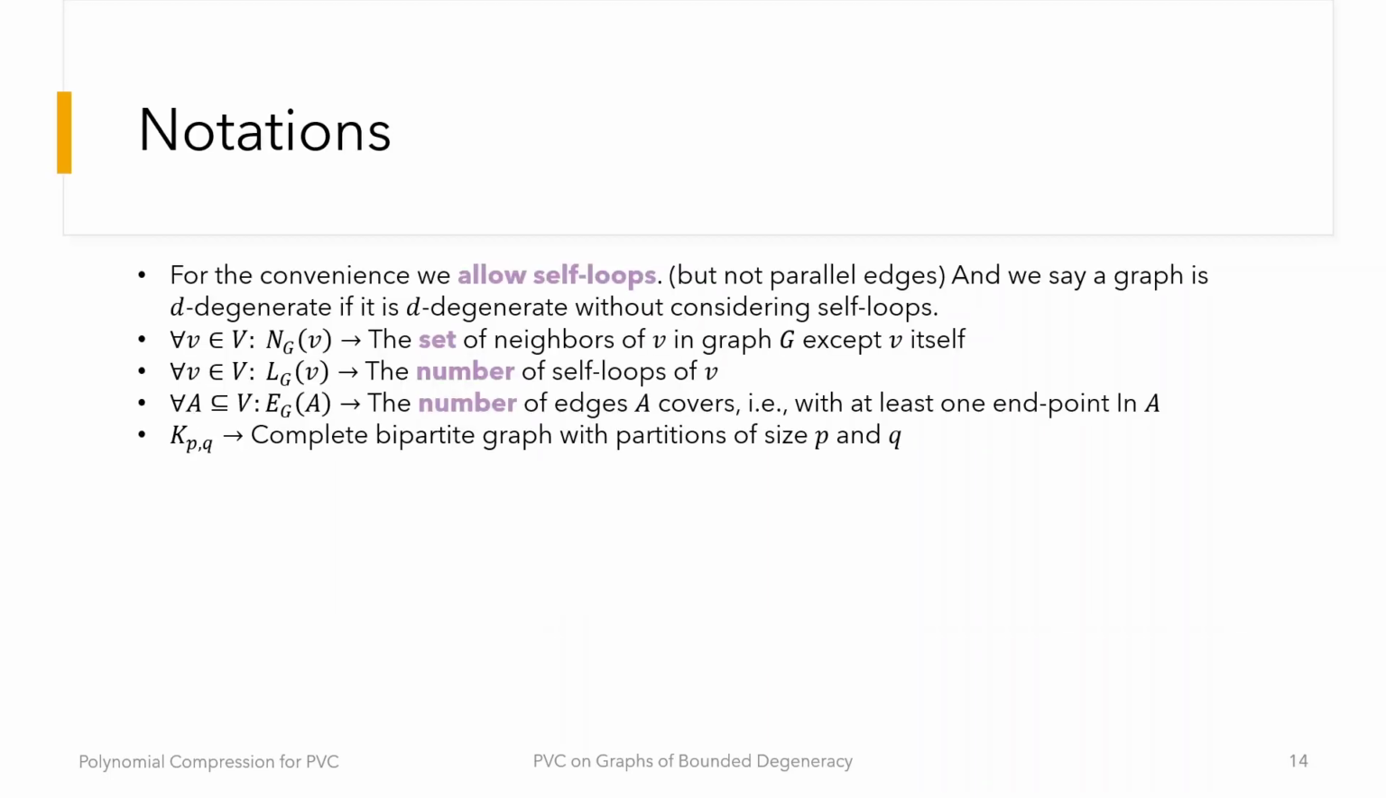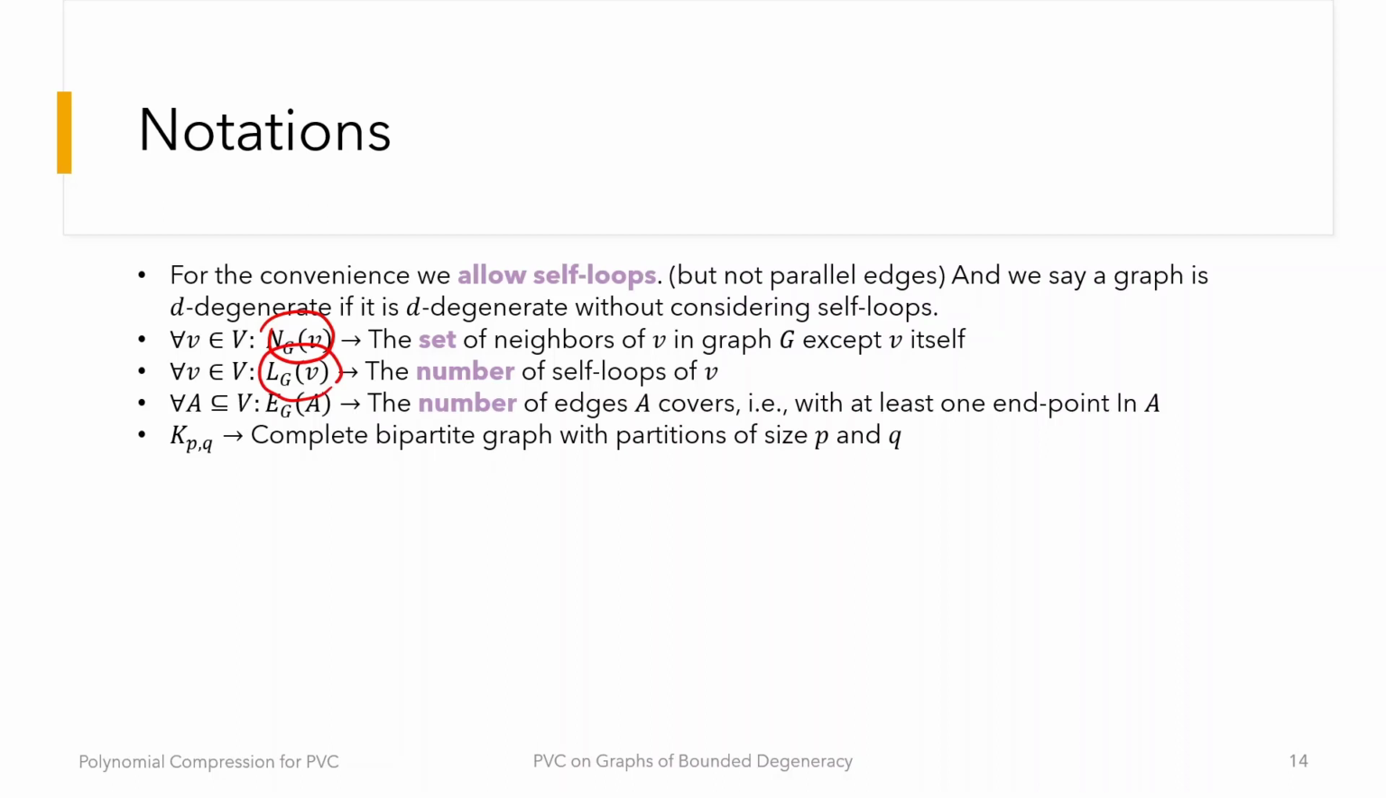So for this part, we need some notations. First of all, we will allow self loops for our graph, but not parallel edges. And when we say the graph is degenerate, we mean it's degenerate without considering self loops. We show the set of neighbors of vertex V by N_G(V), and we show the number of self loops on V with L_G(V), N for neighbor and L for loop.